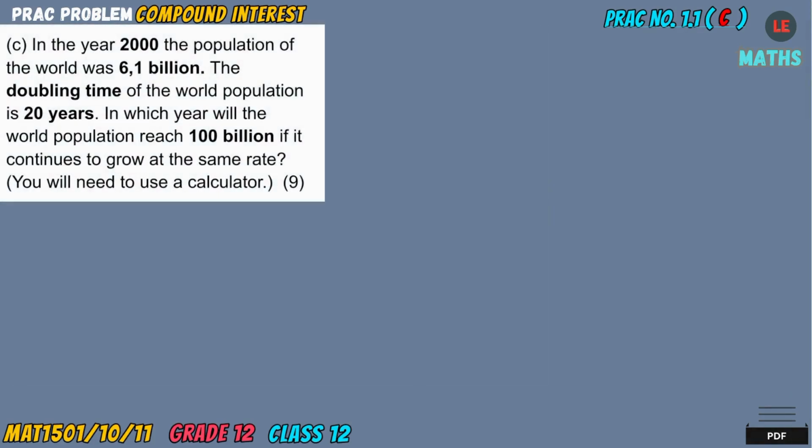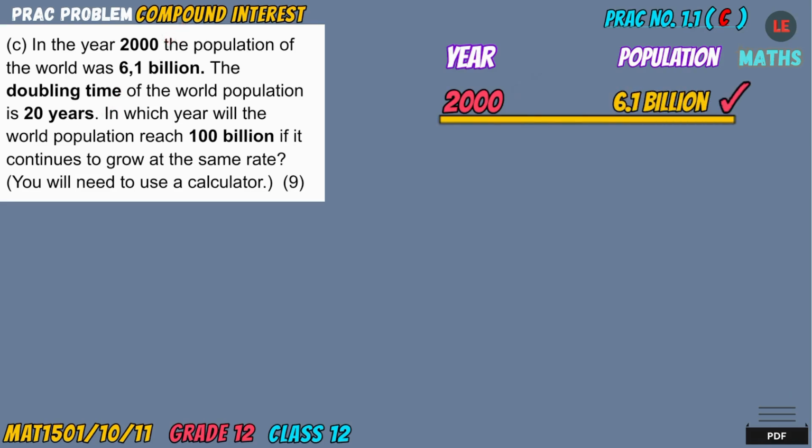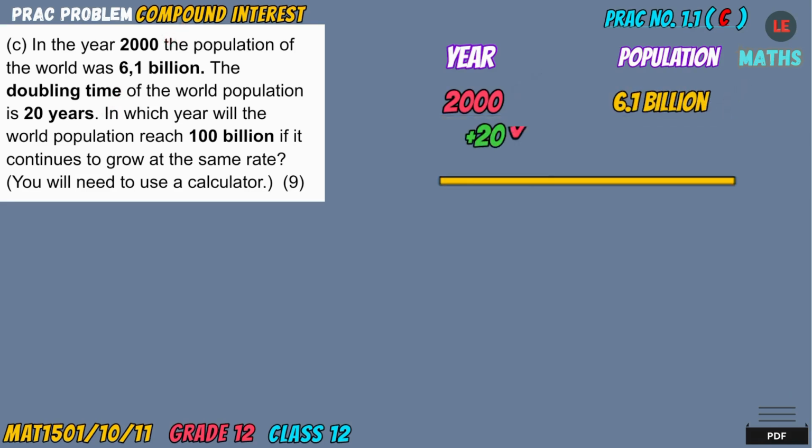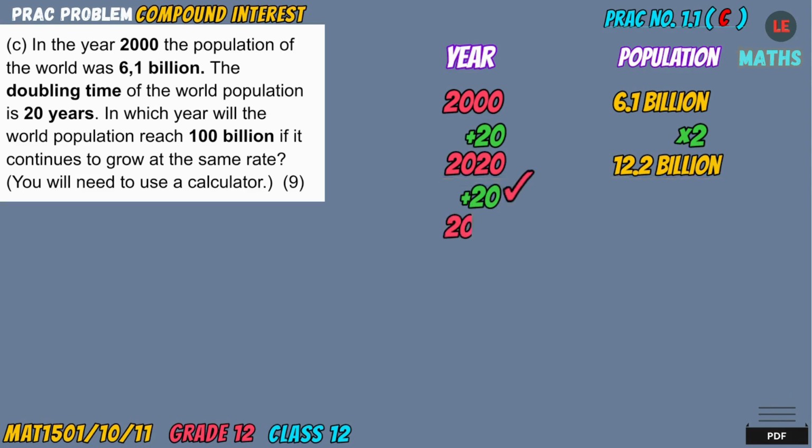In this scenario, the years increase by 20 years to the year 2020. During these increasing years, the population doubles its current amount. Initially in 2000, the population was 6.1 billion. With 20 years added, the population doubled to 12.2 billion. From 2020, the 20 years added. At the same time, the population doubled from 12.2 billion to 24.4 billion.